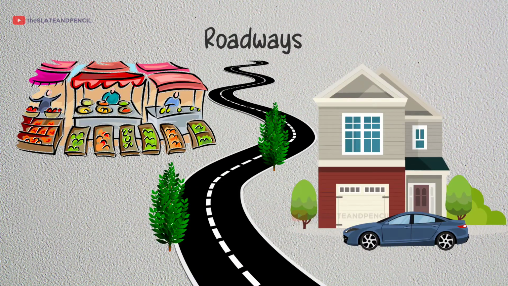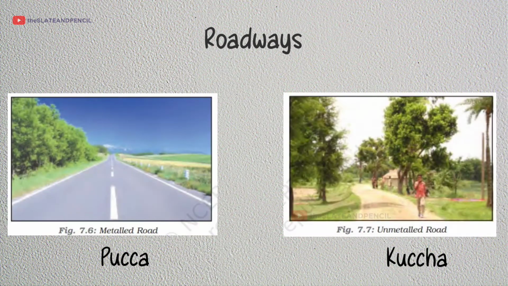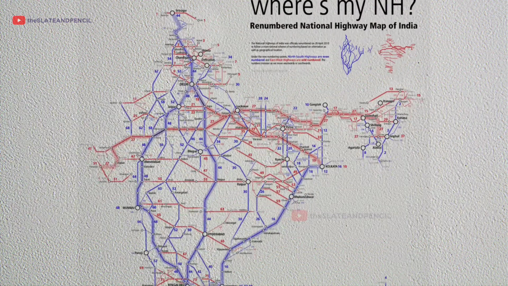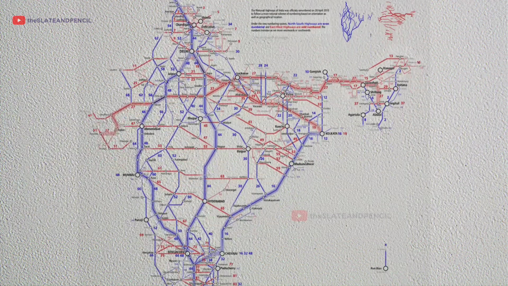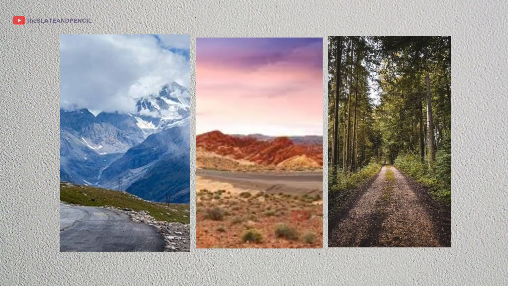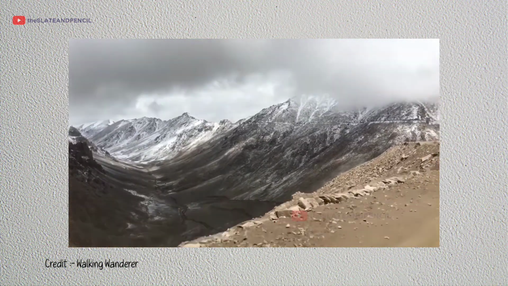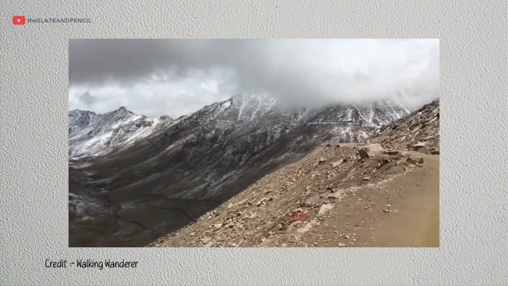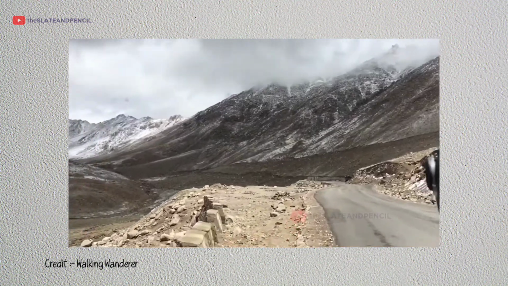Roadways is the most diverse form of the transportation system. We see metalled Pakka roads and unmetalled Kacha roads in India. Plain areas have a diverse network of roads, but roads are also built in terrains like deserts, forests and mountains. The Manali-Leh highway in the Himalayan range is one of the highest roadways in the world.